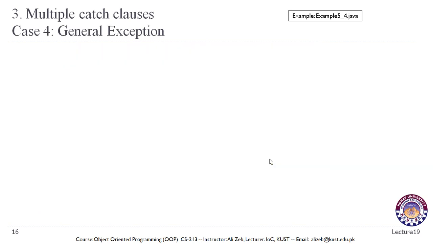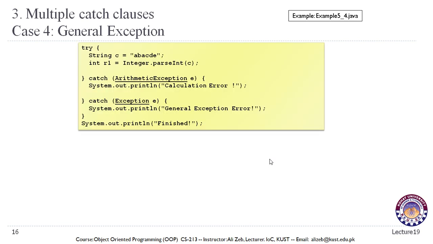In our fourth case, that is the general exception, for example, we are trying to convert a string to an int, and we are using an exception handler in this catch block, arithmetic exception. And this might not be the exception handler that will catch the kind of error that is occurring over here.